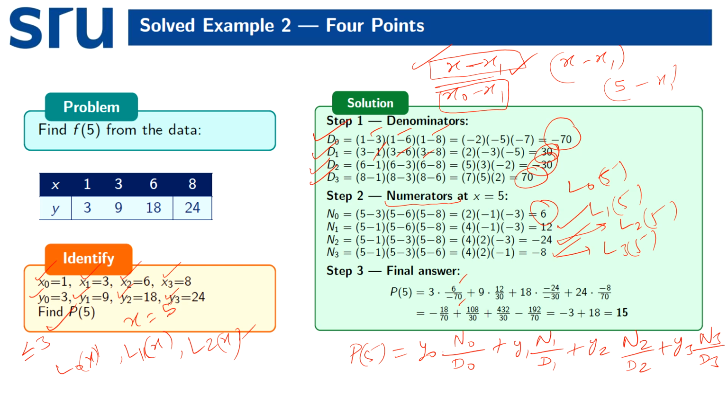Put the values of n0, d0, y0, whether you calculated them or from the given data. You can find the final value to be equal to 15. So the value of the function at the point 5, that is P(5), equals 15 here.